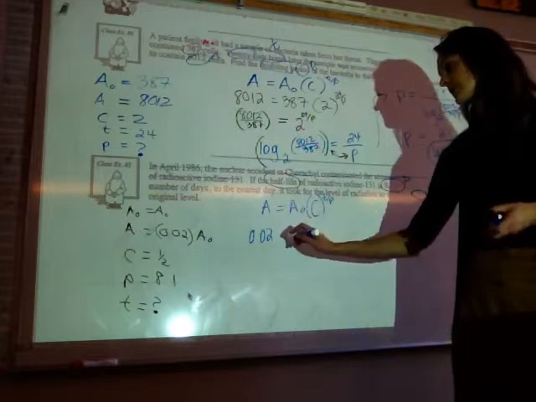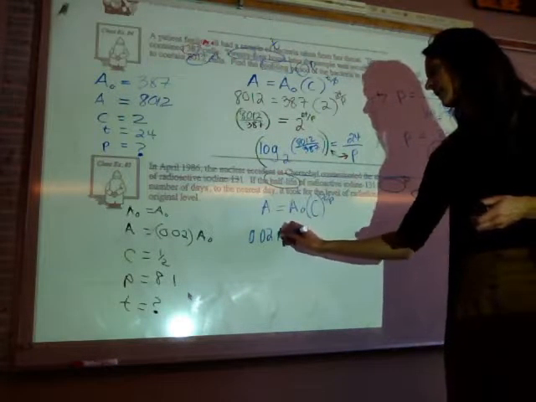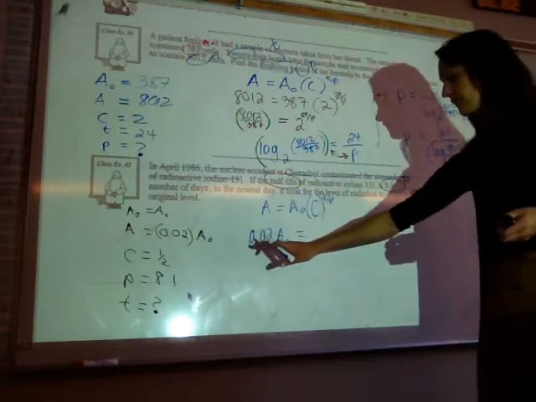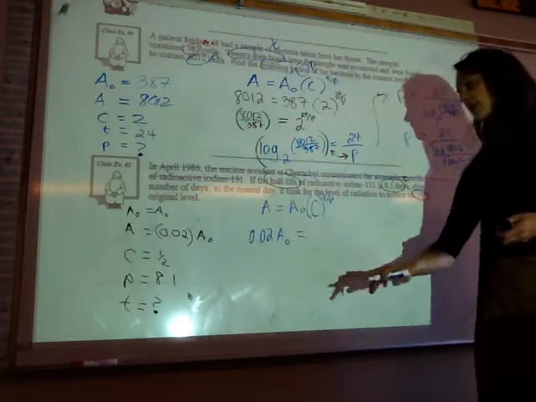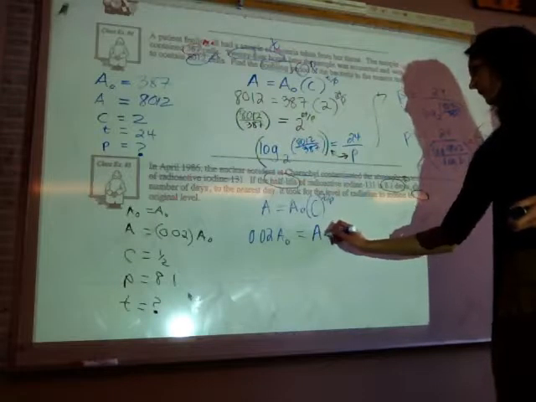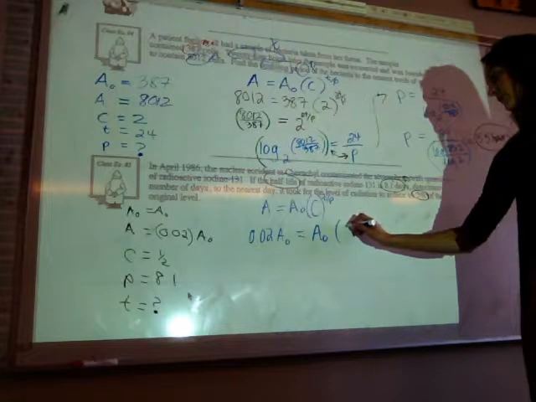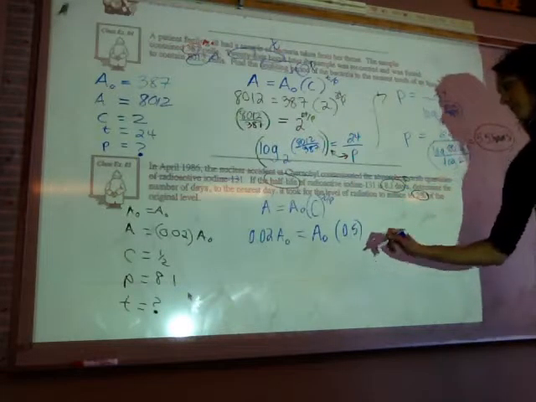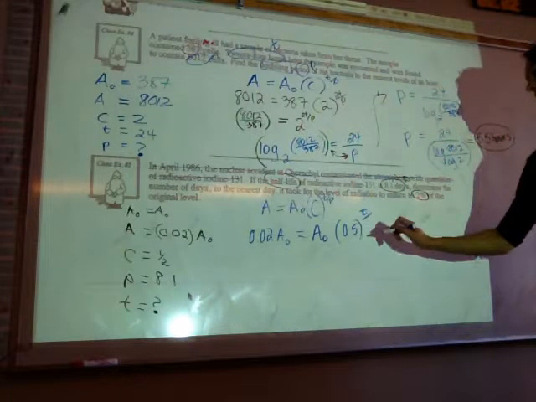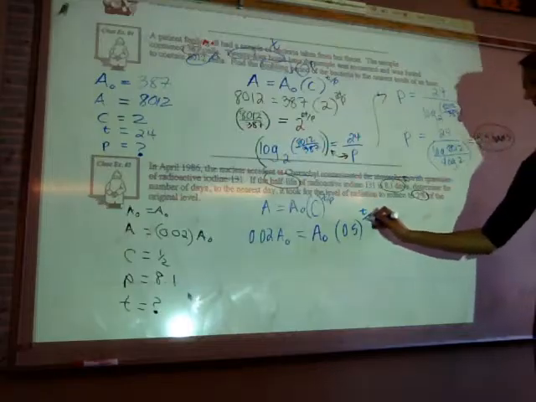Our final amount is 2% of the original amount, so 0.02 times the initial amount. That equals our original amount times the constant, which is half. If you want, you can put 0.5 to the power of T over our half-life period, 8.1 days.